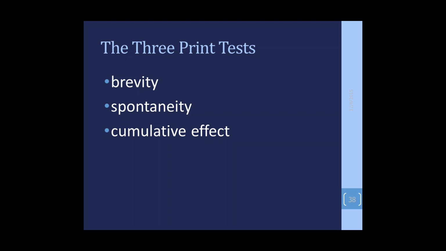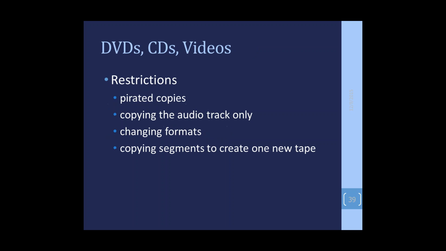Spontaneity: it's got to be a last minute thing. There's no other way to get something. Cumulative effect: it's only got to go to a certain point, or you can only borrow like 3 or 5, which we're going to come to in a minute when we talk about the rule of 2, the rule of 5, and so on.